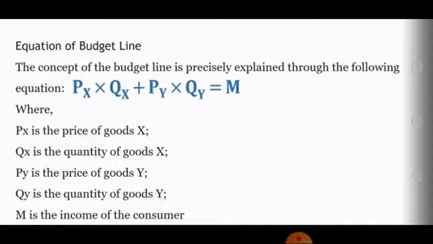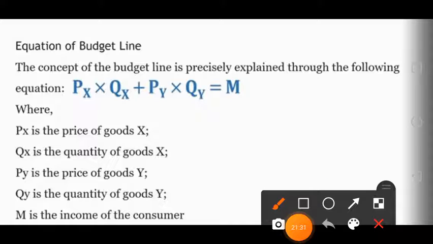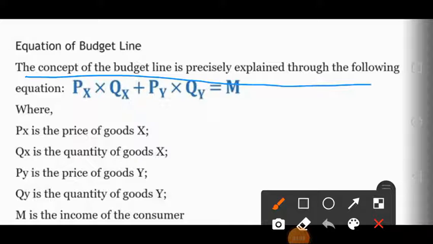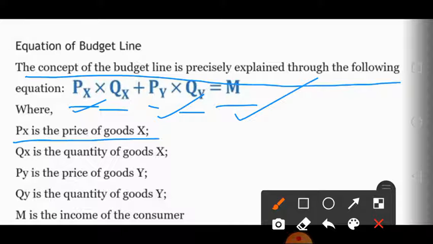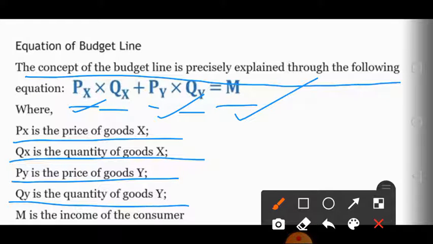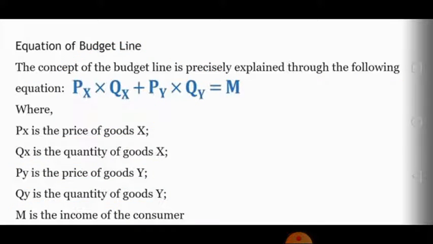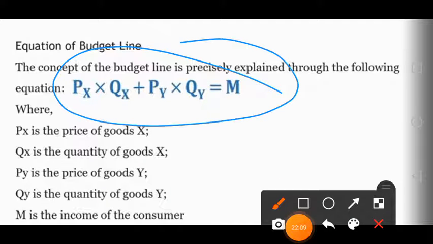Equation of budget line, you can see the equation is given. The concept of budget line is precisely explained through the following equation: Px into Qx plus Py into Qy is equal to M. M is the money income of the consumer, whatever the consumer's income is, which is going to be spent on product x and product y. Px is the price of good x, Qx is the quantity of good x, Py is the price of good y, and Qy is the quantity of good y. The sum of both goods' price into quantity is the money income of the consumer.